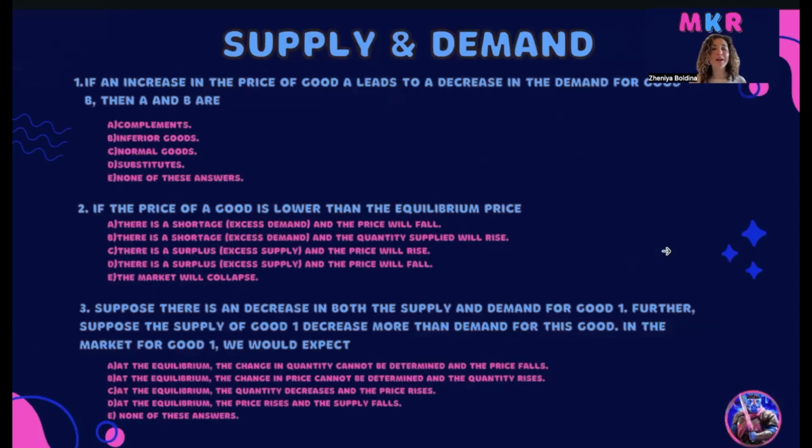If an increase in the price of good A leads to a decrease in demand for good B, then A and B are: A, complements; B, inferior goods; C, normal goods; D, substitutes; and E, none of these answers.